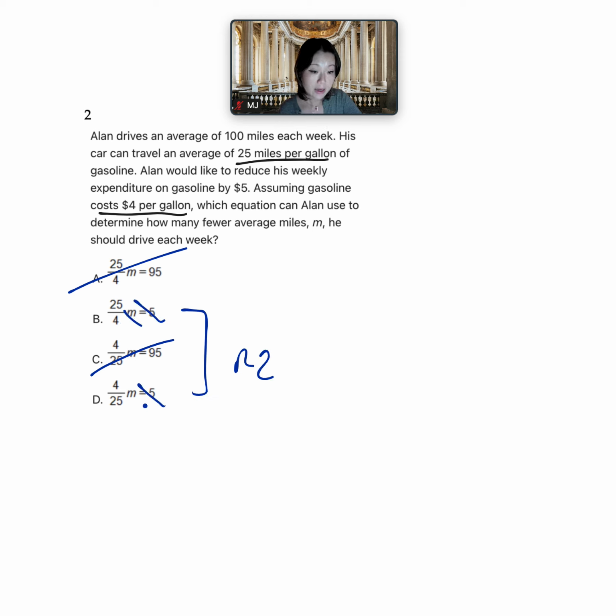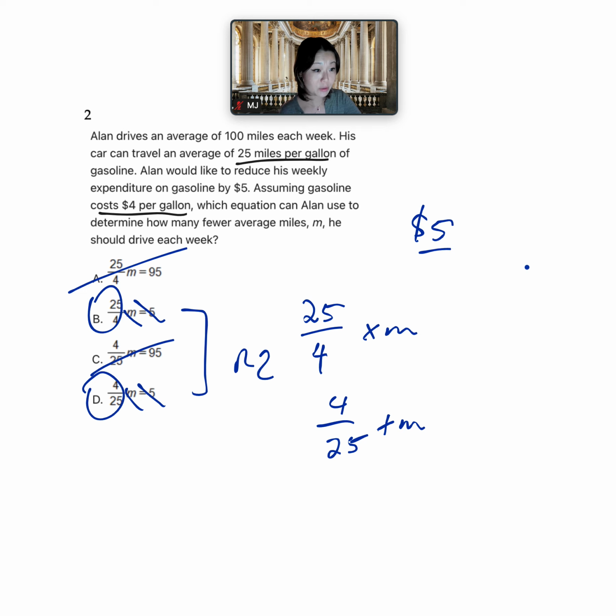So not sure if you're a driver yet, but if you go to the gas station and purchase $5 worth of gas, are you going to be only able to drive 5 miles? So the answer to that is no. If you pay $5, you're going to be able to drive a lot longer than 5 miles. So what you want to do to the miles number is you want to reduce it in order to get to your 5. So making this the only possible answer.